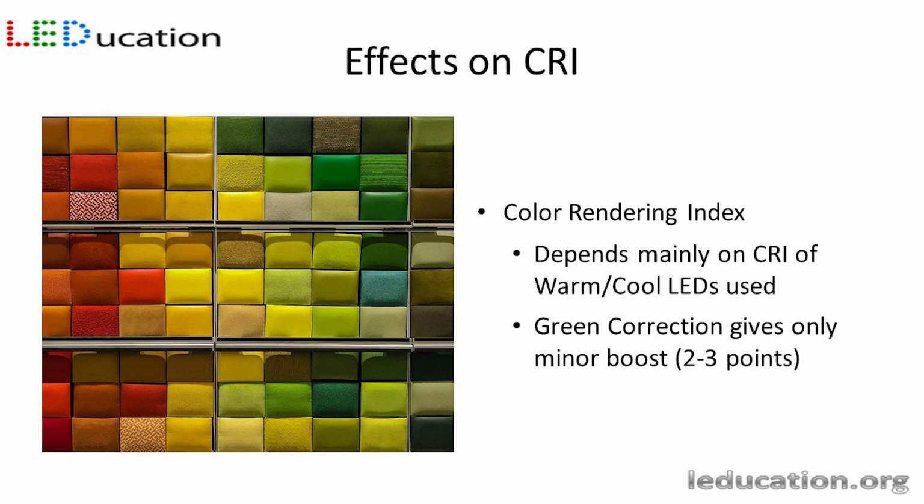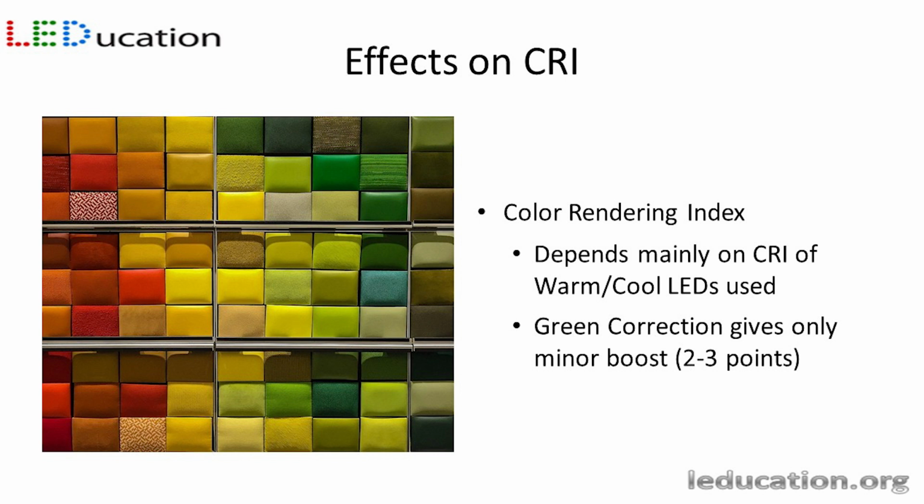Now, when you're doing this, some people may wonder what the effects on something like CRI are going to be. The color rendering index is mainly going to depend on the CRI of the warm and cool LEDs that you use. The green correction does make it better, but it's really an insignificant amount. It's just a minor boost of 2 or 3 percentage points. And so it's going to depend on which LEDs you start with. So you want to make sure that you start with high CRI warm white and high CRI cool white.